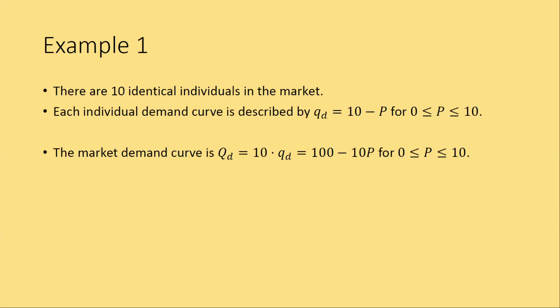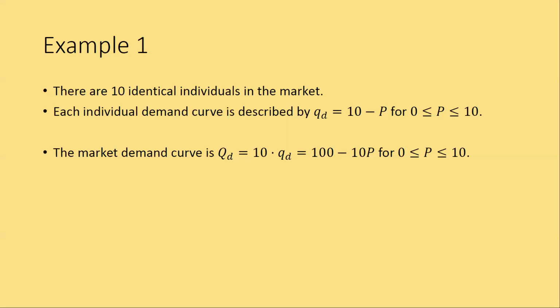Given this setup, because the 10 individuals are identical, we can imagine that if the price is $5, then every individual will consume 5 units of the good. And the total amount of good that is consumed in the market is simply 10 times 5. So the market demand curve is simply 10 times the individual quantity demanded. The capital Qd refers to the market demand. By multiplying the individual demand by 10, the market demand is 100 minus 10 times P.